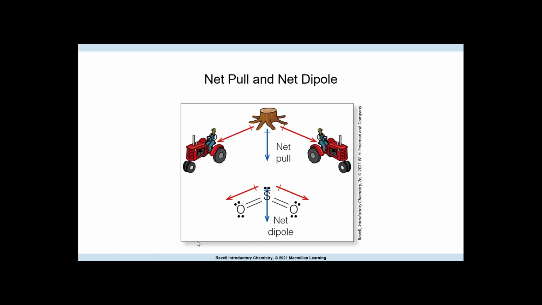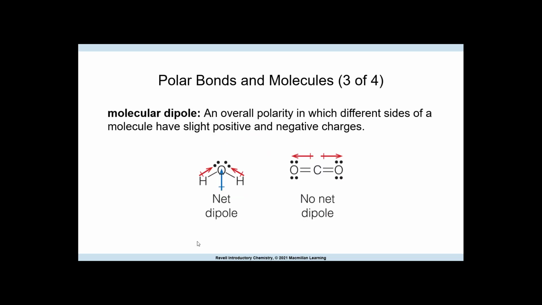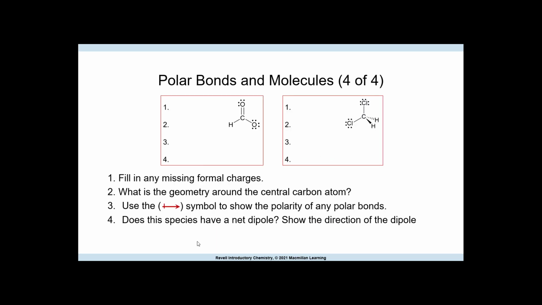And here's the net pull again. If this helps, try and imagine what's going on when you're looking at compounds to determine. Molecular dipole is an overall polarity in which different sides of the molecule have slight positive and negative charges. You can have polar bonds and the compounds still not be polar because they cancel out.